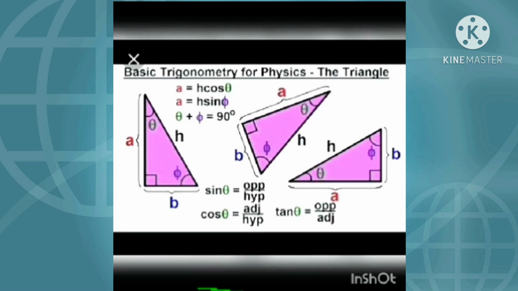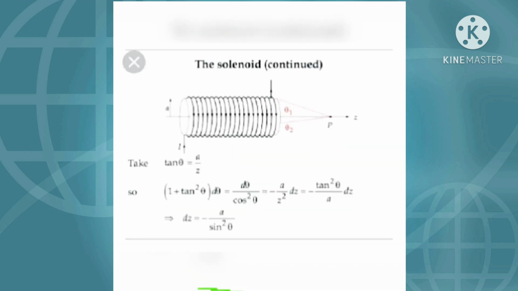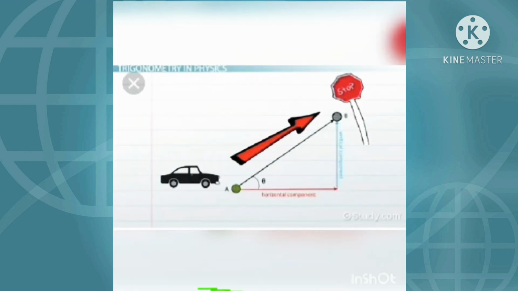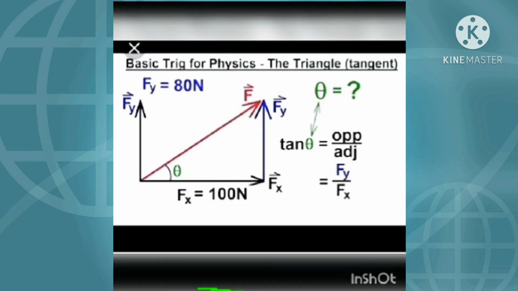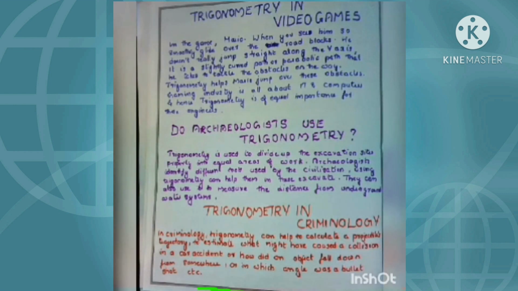Trigonometry in physics. In physics, trigonometry is used to find the components of vectors, model the mechanics of waves and oscillations, sum the strength of fields, and use dot and cross products. Even in projectile motion, you have a lot of application of trigonometry.